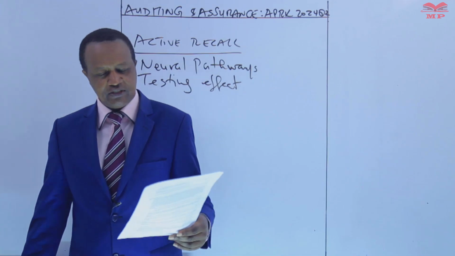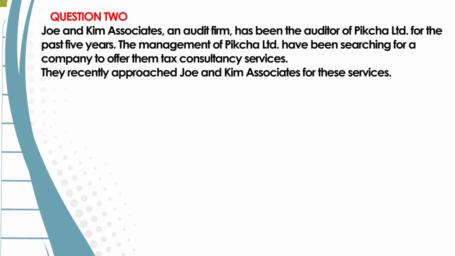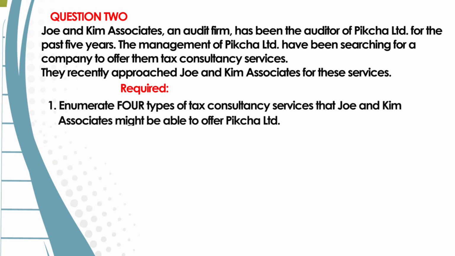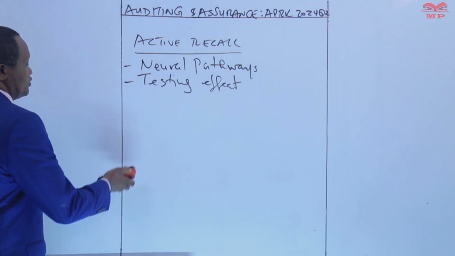Now, question 2A reads, Joe and Kim Associates, an audit firm, has been the auditor of Picture Limited for the past 5 years. The management of Picture Limited have been searching for a company to offer them tax consultancy services. They recently approached Joe and Kim Associates for these services. Required: Roman 1. Enumerate 4 types of tax consultancy services that Joe and Kim Associates might be able to offer Picture Limited. Roman 2. Discuss 3 possible threats to independence that Joe and Kim Associates might be exposed to by offering tax services to Picture Limited. 6 marks. So let's first answer that part of the question.